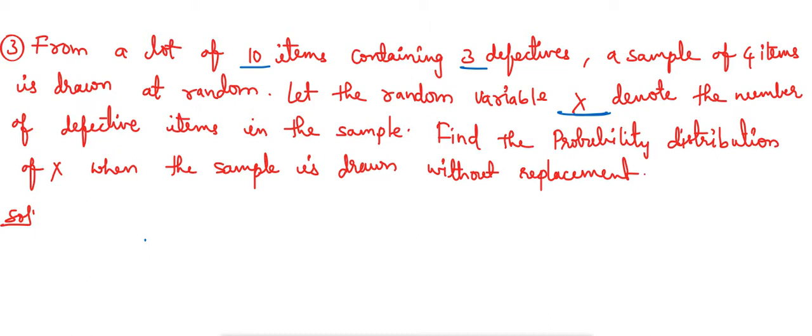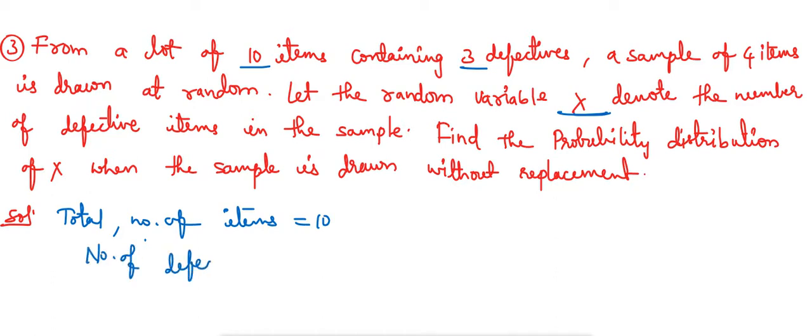Here we can take the total number of items, which is 10. In that, how many defective? The number of defective items is 3. So the remaining are good ones. The number of good ones is 10 minus 3, which is 7. In that, how many defective are there, and how many good ones are there?